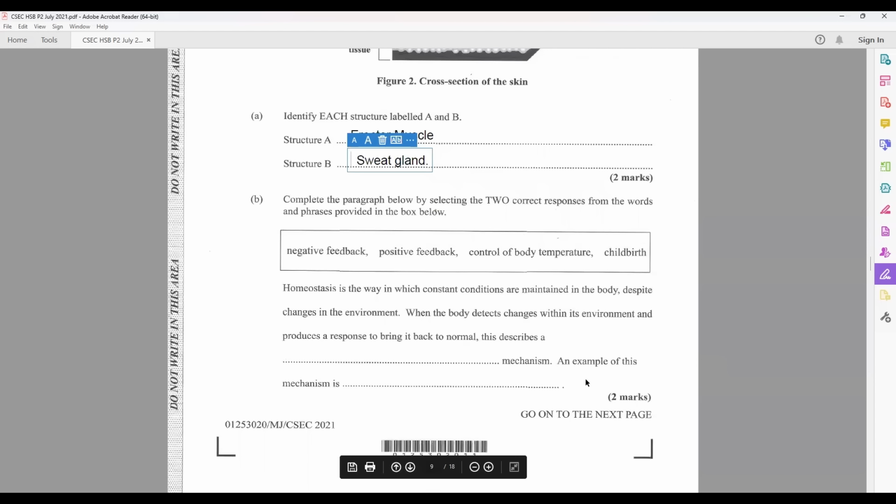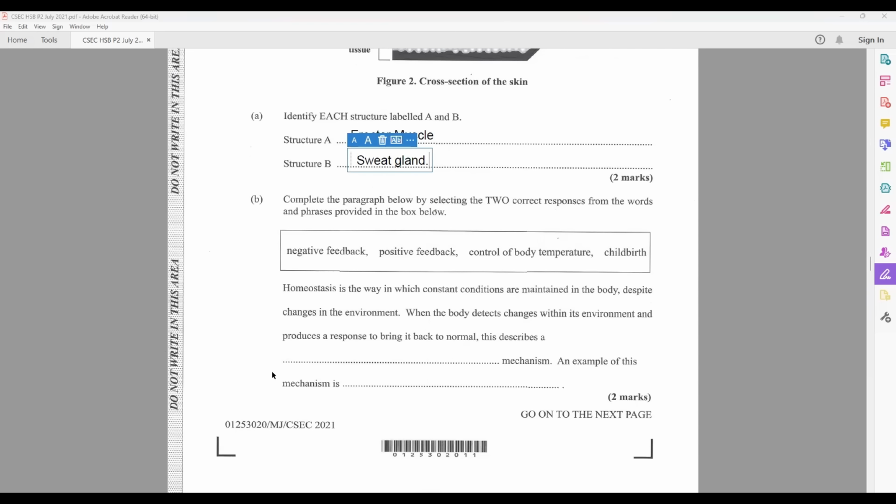Complete the paragraph below by selecting 2 correct responses from the words and phrases provided in the box below. We have negative feedback, positive feedback, control of body temperature, and childbirth. So that's what they have given us. Let's read the passage and insert the correct ones.